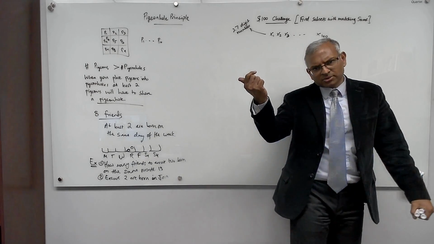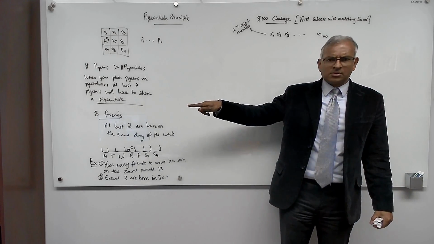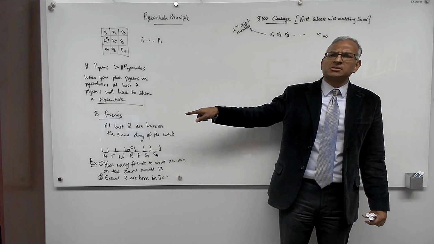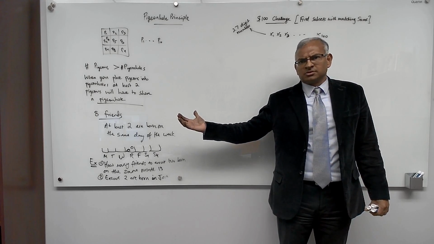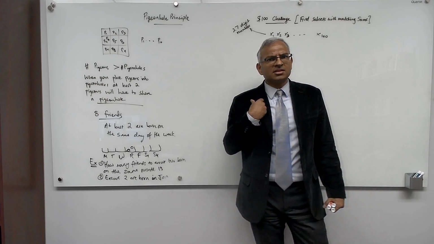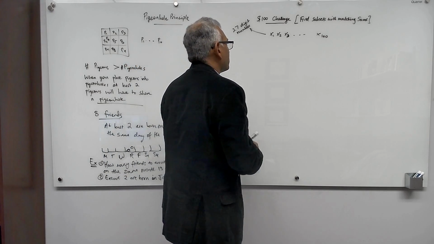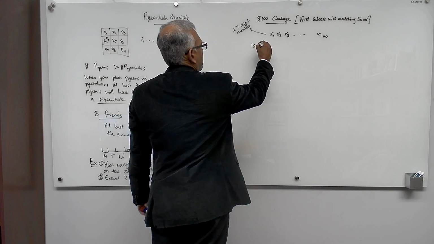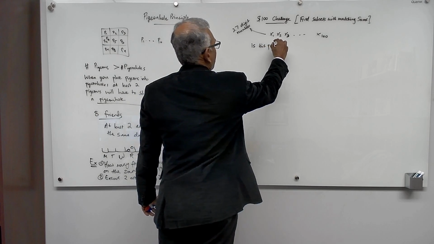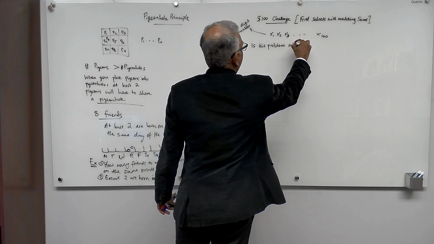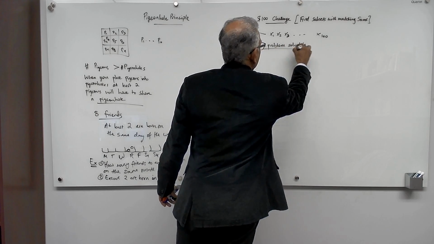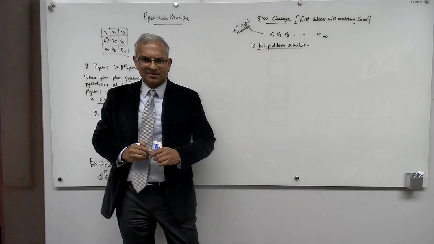Just like the 4-year-old who said, Dad, are you sure there's a cat in this picture, and I have to prove it to the 4-year-old, you should ask the same question of me. You say, well, are you sure that this problem is solvable? And now I will prove to you that this problem is solvable.